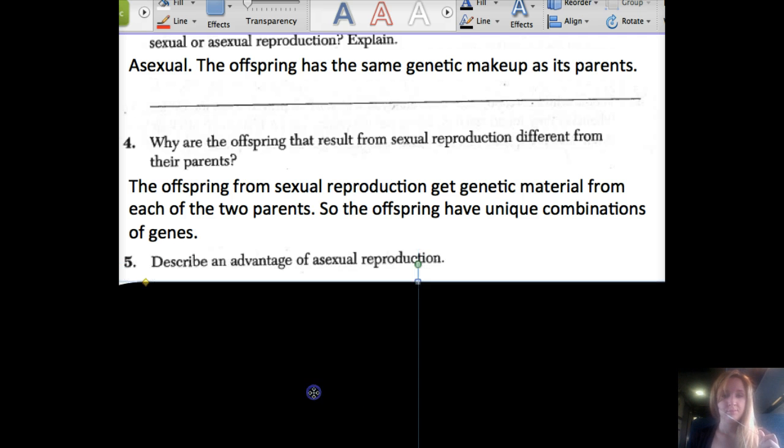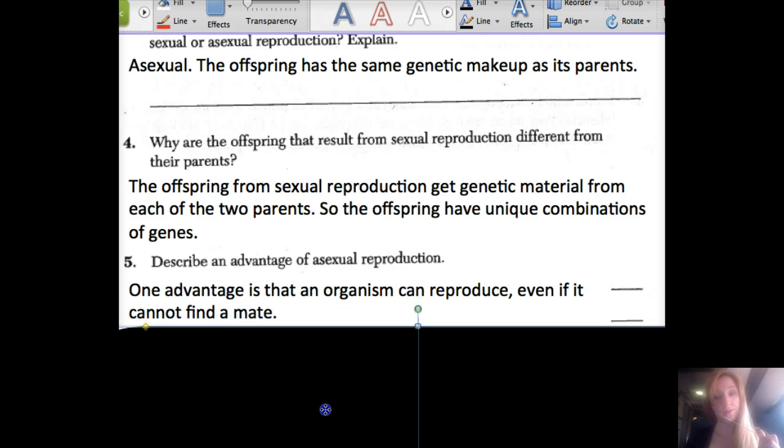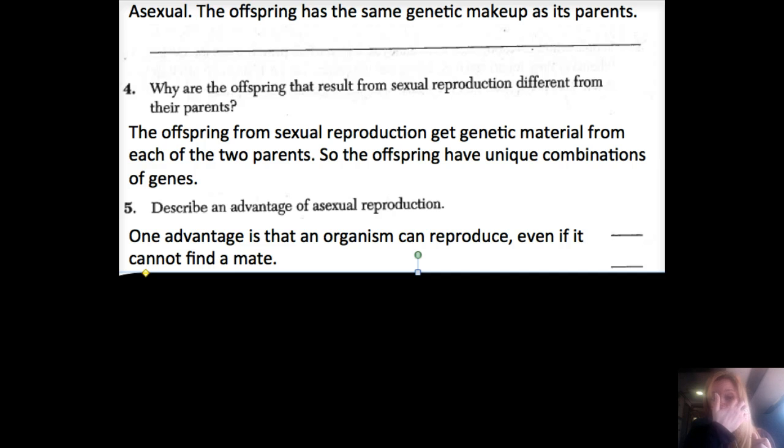All right, number 5, describe an advantage of asexual reproduction. One advantage is that organisms can reproduce even if they cannot mate. Another advantage that you could have written is that they reproduce quickly. It doesn't use that much energy because you don't have to find a mate. It can happen when you're ready, when you have enough energy and have matured enough. It's a lot easier than sexual reproduction. But a disadvantage of asexual reproduction is that everybody's the same. Everyone's identical, so only mutations can cause variation.